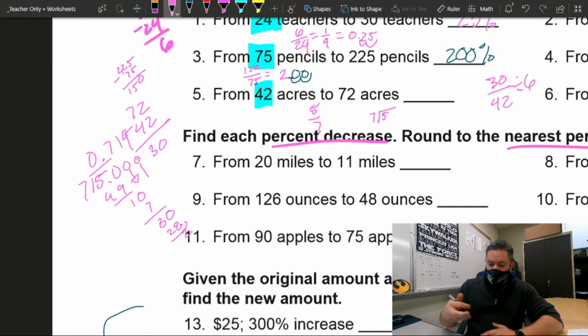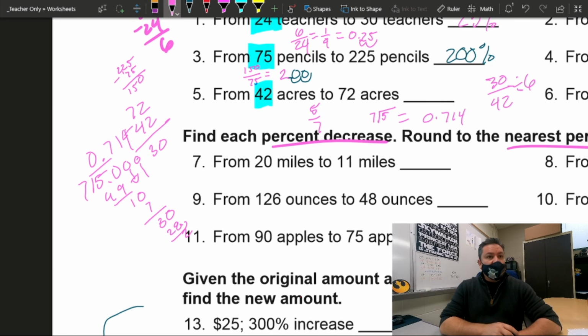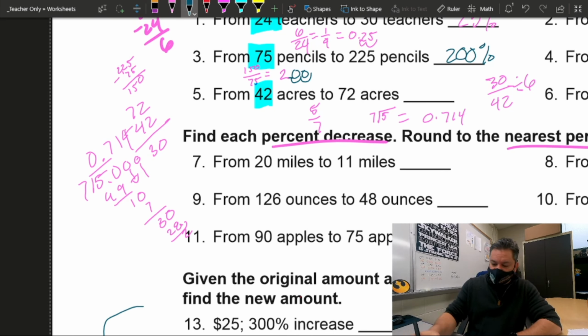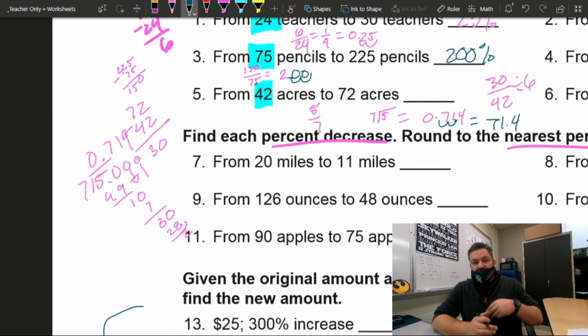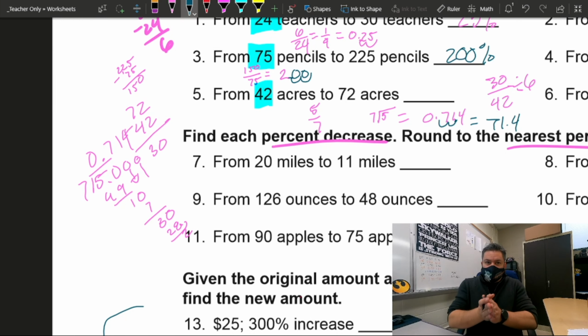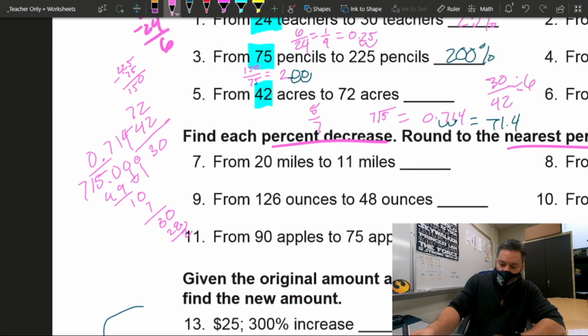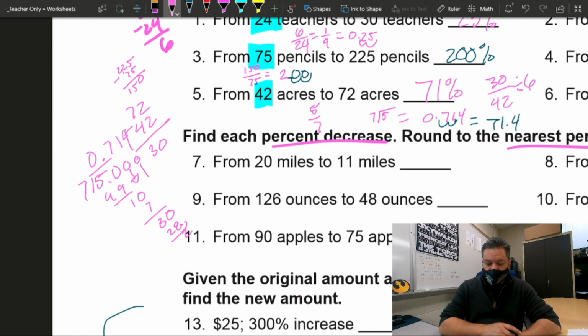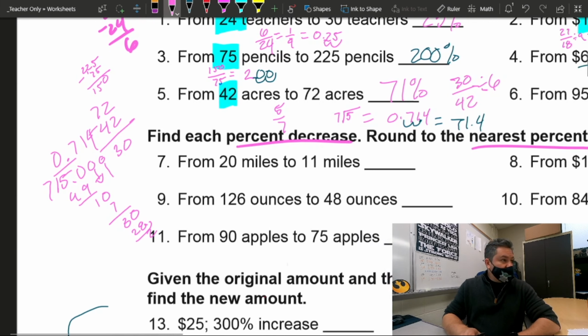So my decimal is going to be 0.714. And I got to convert that into a percent. So I can multiply by 100, but it's easier just to move the decimal 2 places, which makes this 71.4. And I have to round again. Now, is it closer to 71 or is it closer to 72? So my answer is going to be 71% increase. Any questions so far?